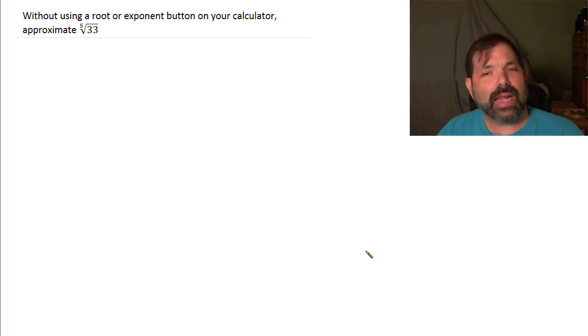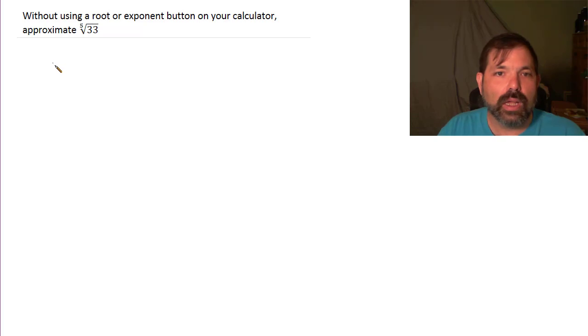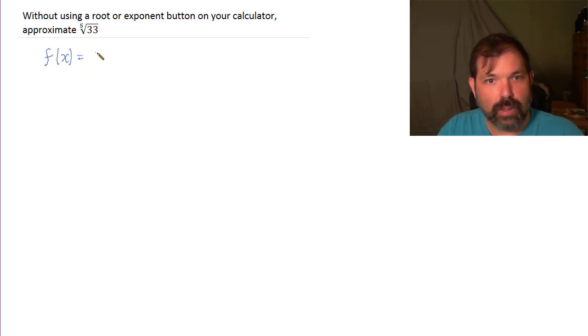Without using a root or exponent button on your calculator, approximate the fifth root of 33. Now I want you to think about this for a moment, and maybe try this. Here's a hint: you can use a linear approximation to do this. So here's what I'm going to do. Let's call the function the fifth root of x.